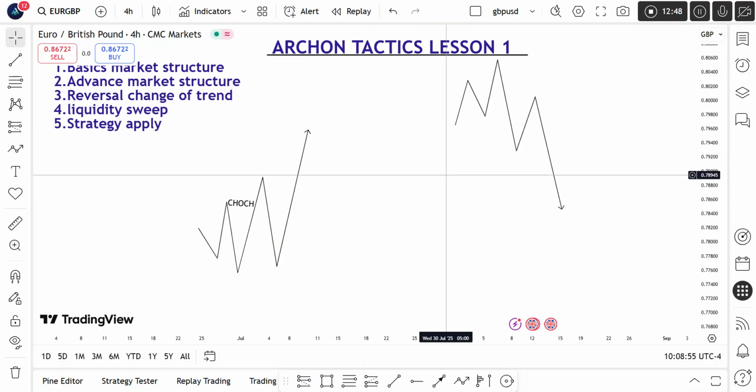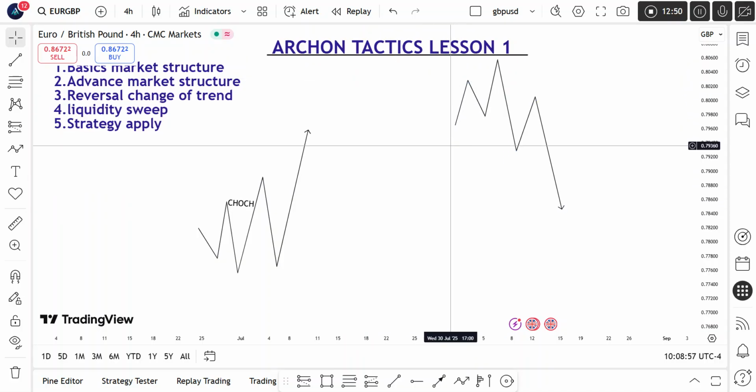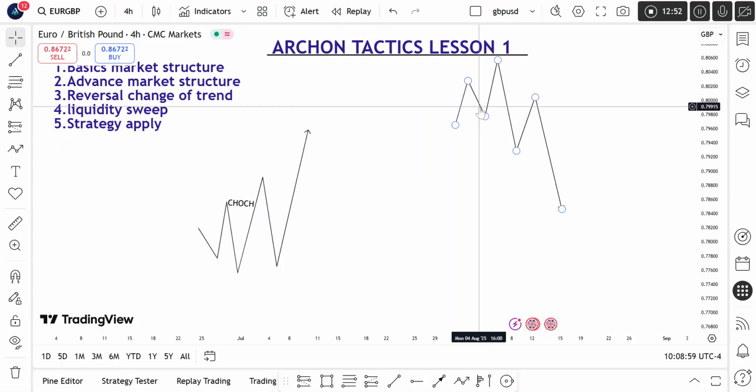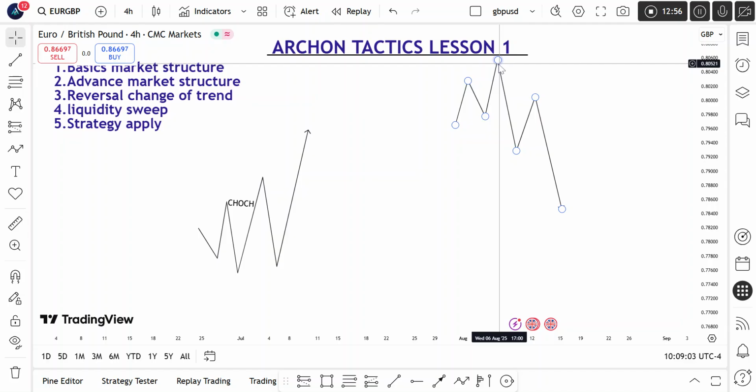The market was bullish. We were making higher high, higher low, higher high, higher low, higher high. Okay, this higher high just swept liquidity, something like that. I don't know if you are a beginner, but you can understand what I'm saying.